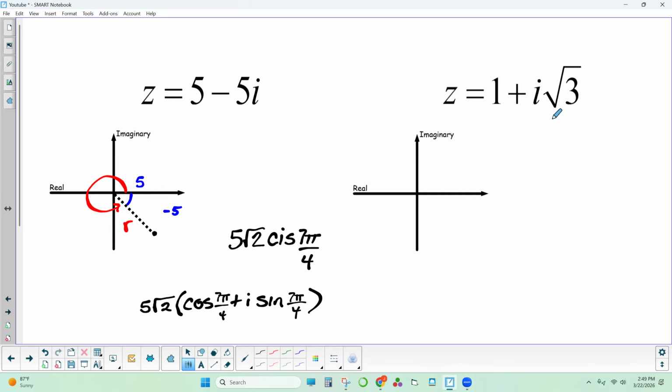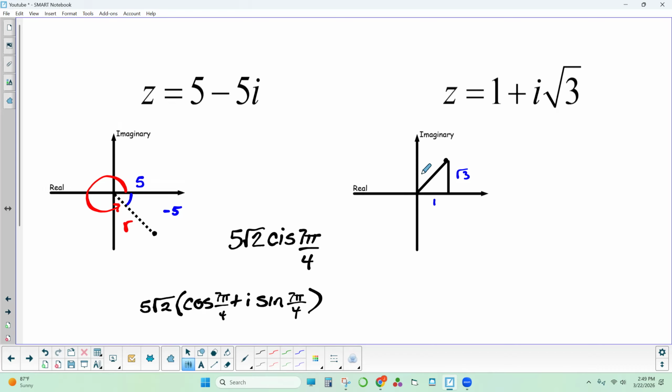Okay. Let's try another one here. This one is 1 plus i root 3. Okay, so where does that lie? So we will go right 1 and up root 3. Okay. So again, if we extend here, and I just kind of draw a right triangle, I went right 1 and up root 3.